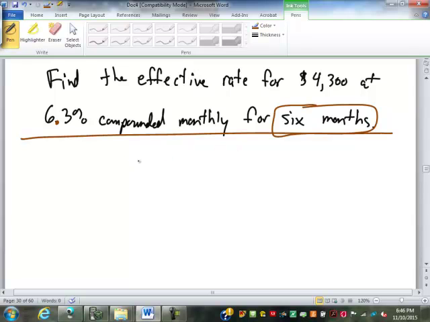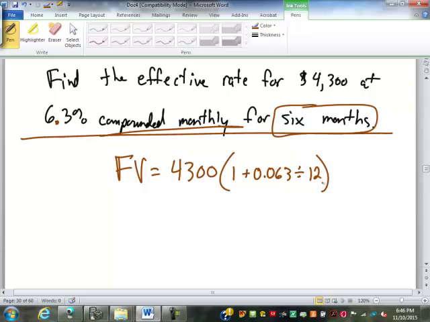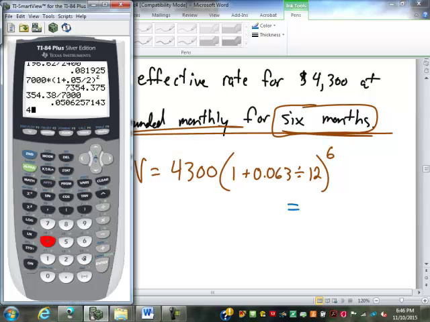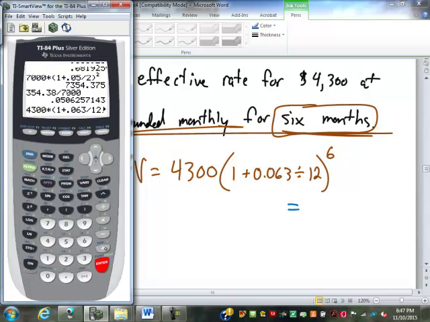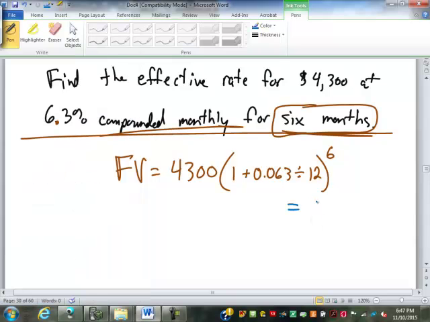So we're going to find our future value at 6 months. Our future value is the $4,300 times 1 plus 0.063 divided by, compounded monthly, so divided by 12. But it's not going to be the power of 12. How many periods are going to be in 6 months? 6. Compounded monthly for 6 months, there's 6 periods. So that future value will be 4,300 times 1 plus 0.063 divided by 12 to the power of 6, which gives us 4437.24. There's our future value.